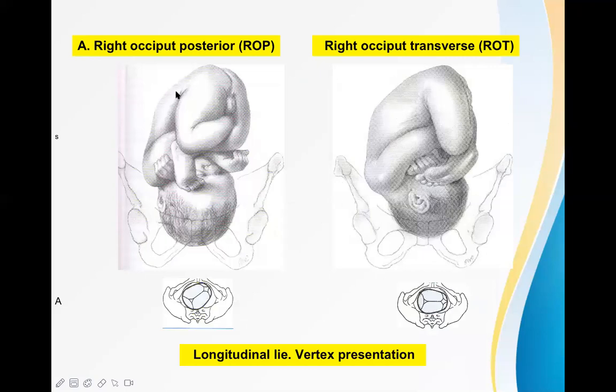Now, similarly, all of you please pay attention here. This is right occiput posterior. Why? See here, where is the occiput? It is right here. This is the right side, and this is the posterior side. Now right occiput transverse. Look here, it is exactly transverse. So the occiput is facing the transverse direction. So right occiput transverse.